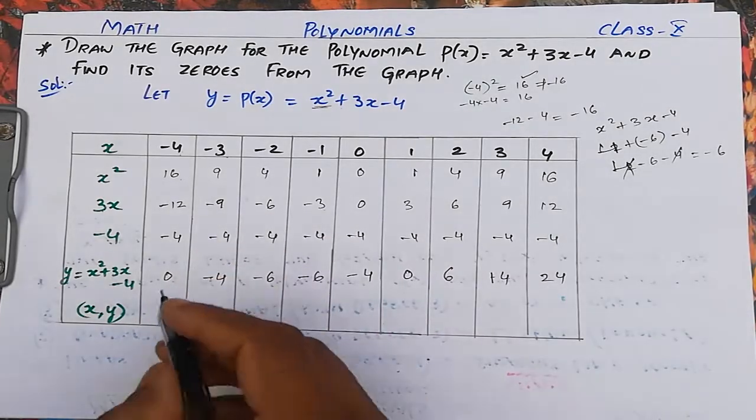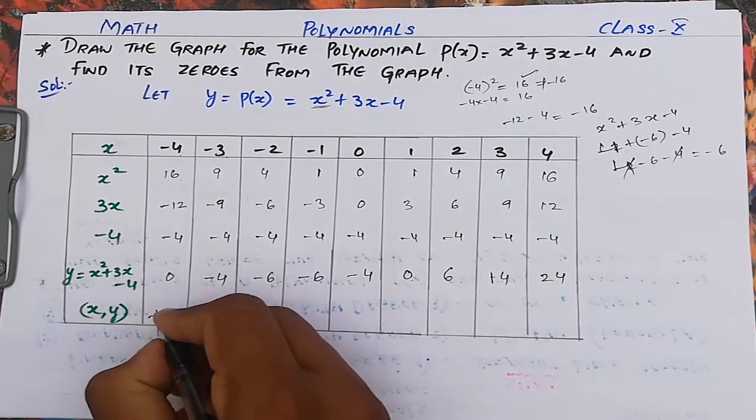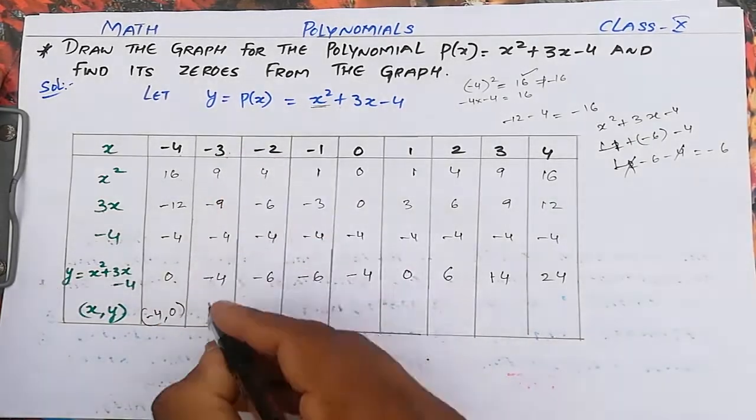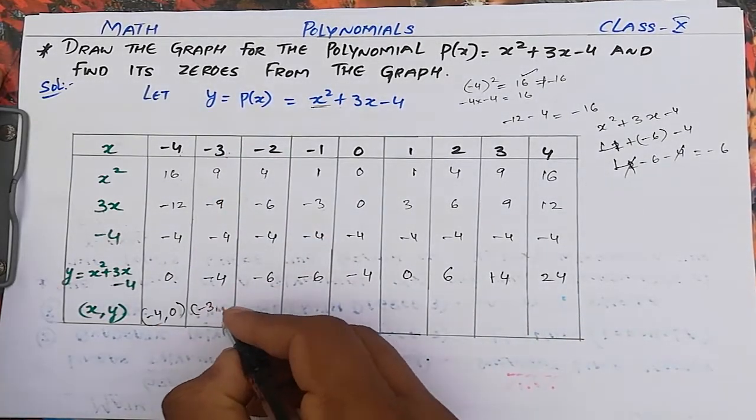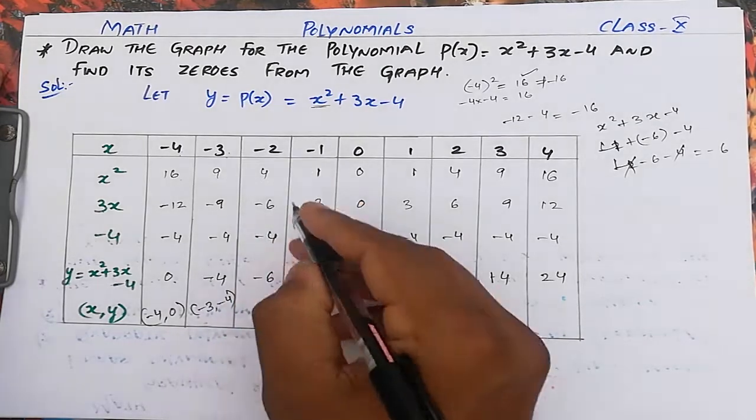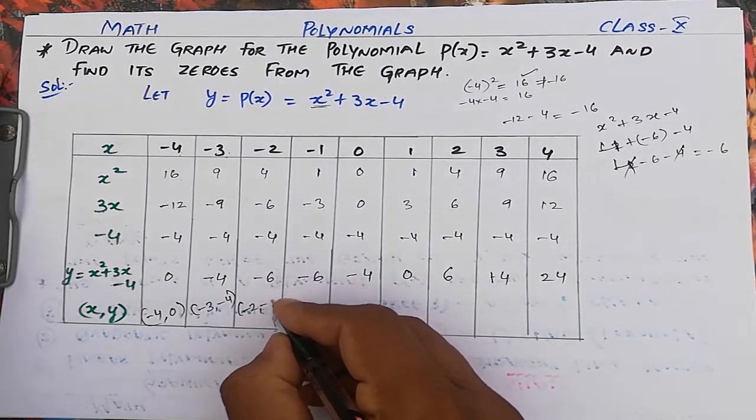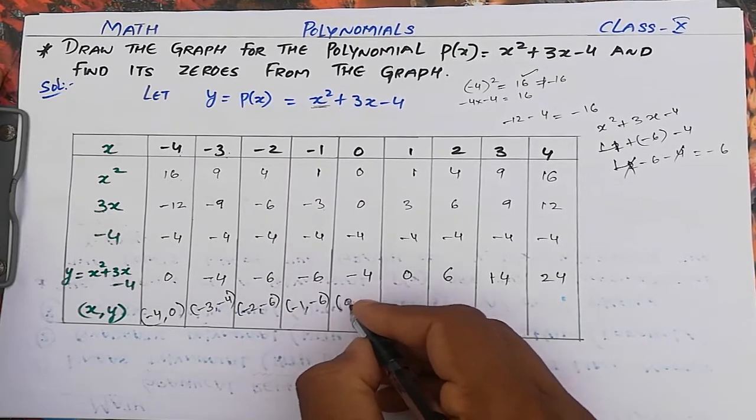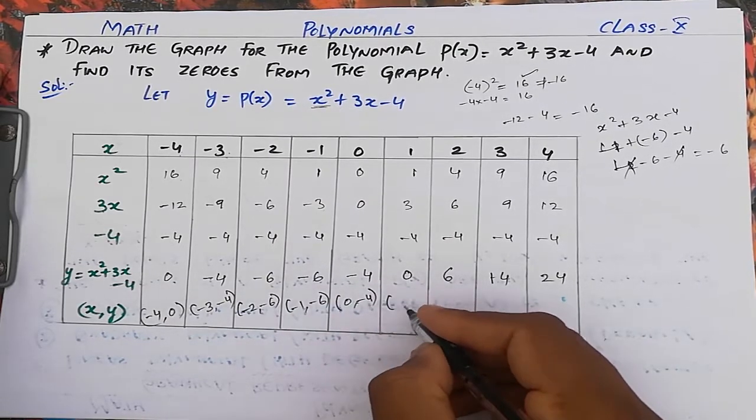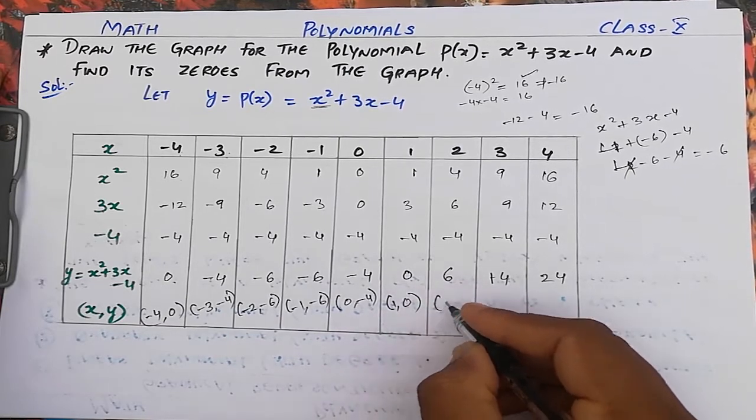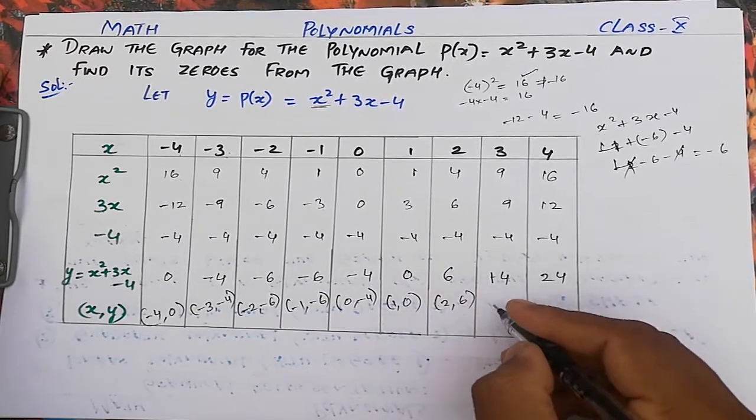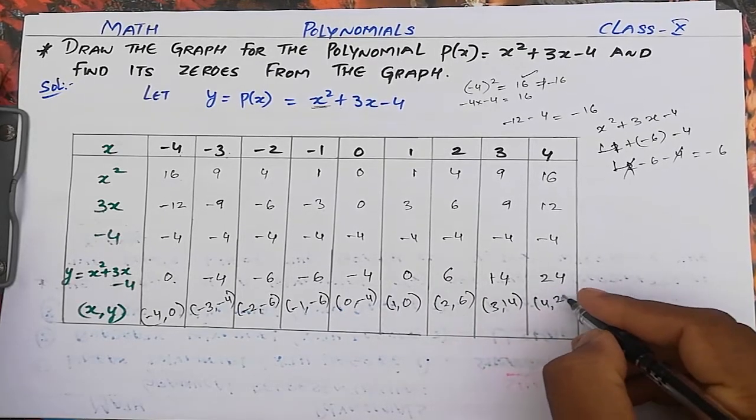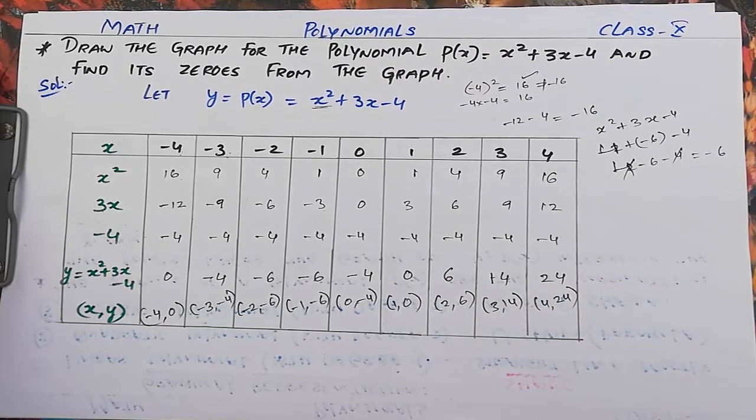So now we will write the coordinates. X is minus 4, y is 0, this value. Minus 3, minus 4. I am writing the coordinates. Then minus 2, minus 6. Minus 1, minus 6. 0, minus 4. 1, 0. 2, 6. 3, 14. Then 4, 24. So these are the values.